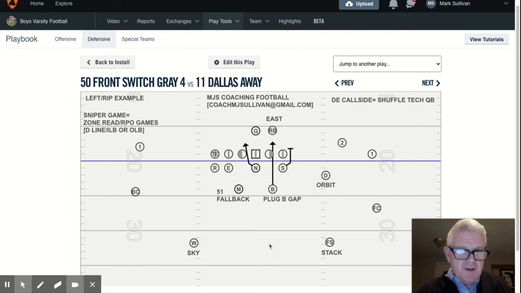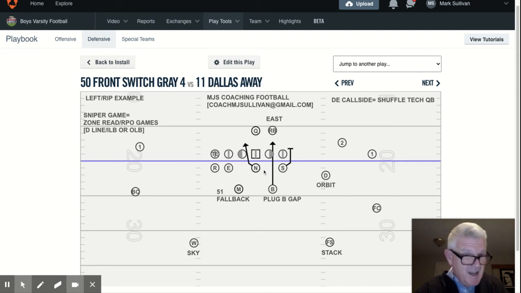So the other tweak here is the technique of this inside linebacker opposite the back. So it's the Mike in this case. What is meant by fallback? Well, first remember 51. The defensive end here is the B gap. So if the surface is coming this way, he's getting into C gap. But in this particular sniper call switch, the fallback is he's going to be a little tentative just in case the surface comes.